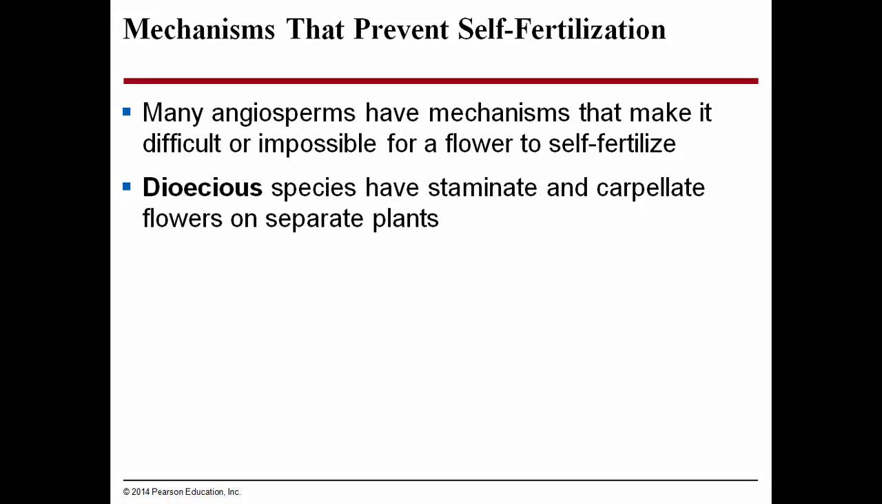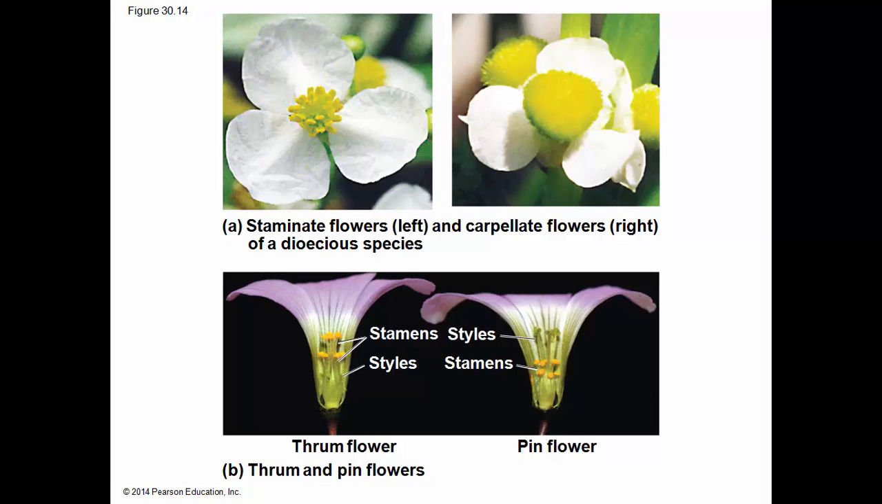They're two trees that have male flowers on one plant and female flowers on another plant, and that helps to keep them separate genetically. That is called dioecious. Staminate flowers on one and carpellate flowers on a dioecious plant.